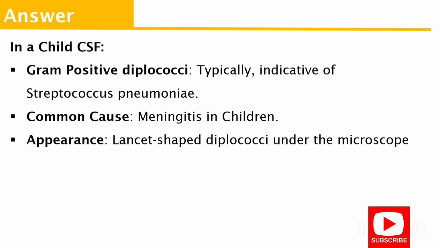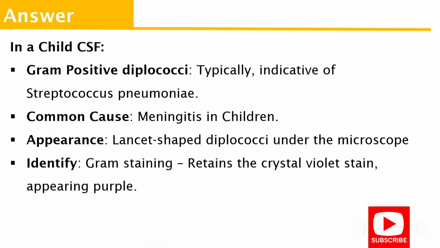Now let's look at the appearance. The appearance of these diplococci is going to be lancet-shaped diplococci under the microscope, and we can identify them by doing a gram stain. Remember that what gram stain does is try to differentiate gram-positive organisms from gram-negative organisms. Because Streptococcus is a gram-positive organism, it's going to retain the crystal violet stain, appearing purple in color. Gram staining can also show you gram-negative organisms like maybe E. coli, and so many of them.